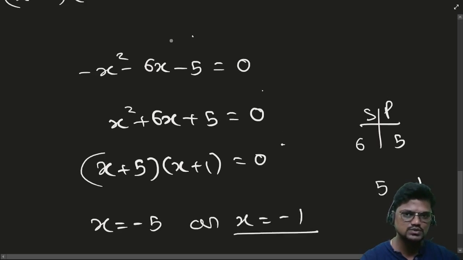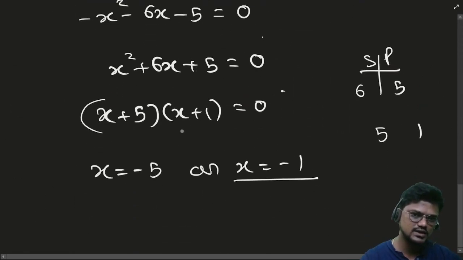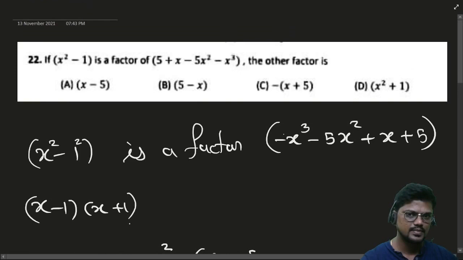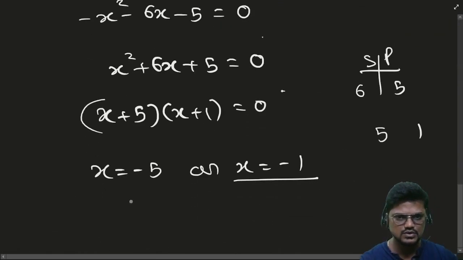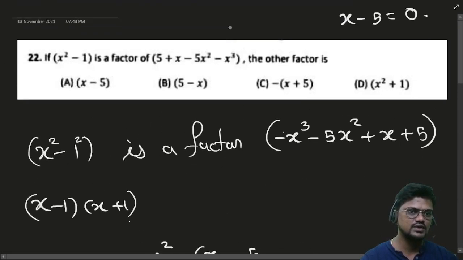So x equals minus 1 over here, x equals plus 1 from this, and the other factor is x equals minus 5. Means x minus 5 it is. x minus 5 equals 0. Sorry, x plus 5 it is. Yeah, x equals minus 5. So x plus 5 is the other factor.